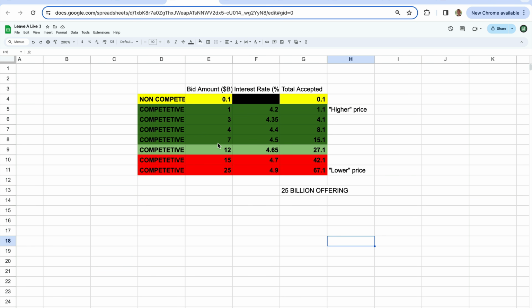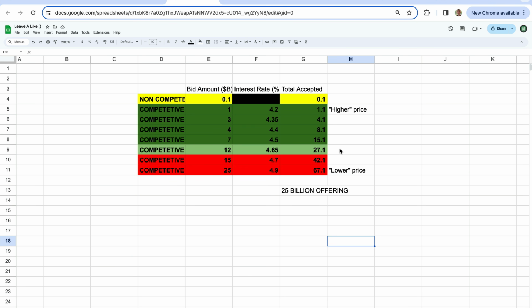And then we have our 7 billion people who are willing to take a 4.5% interest rate, bringing our total up to 5.1 total billion dollars. And this is where things get a little bit tricky. Now in our next group, we have $12 billion of purchase orders for a 4.65% interest rate. Now you might see if we were to accept all of these, it would bring our total purchasing up to 27.1 billion. And in this case, we're only offering 25 billion.